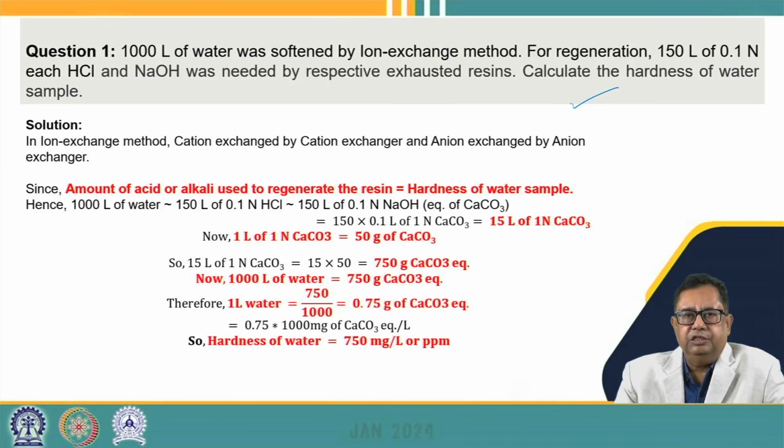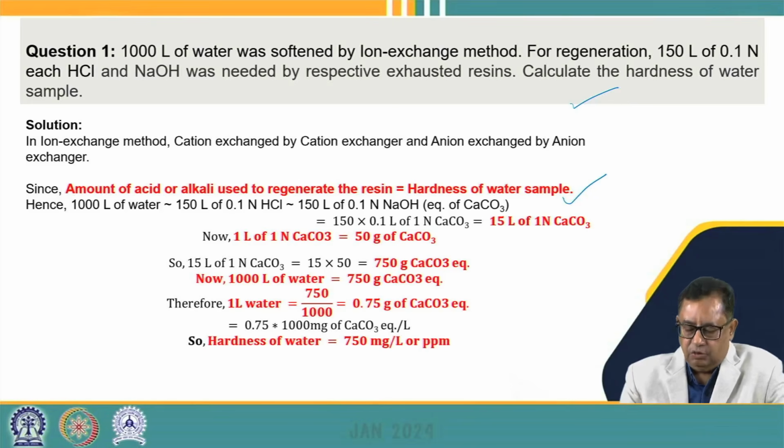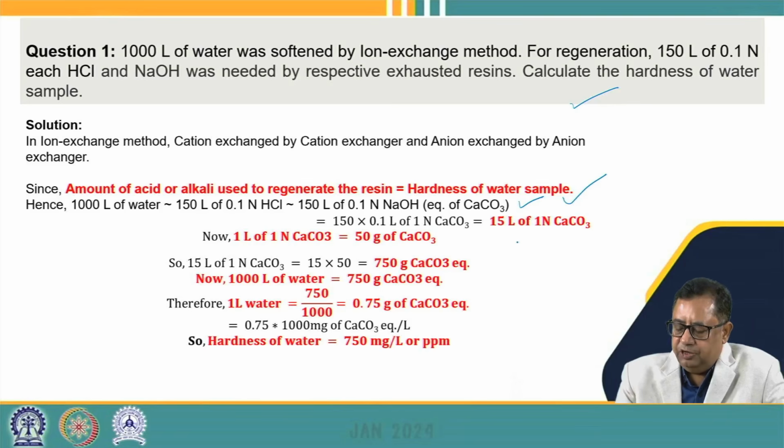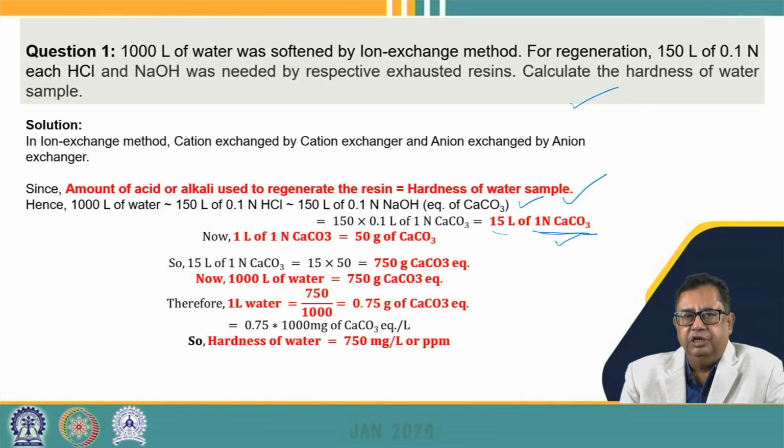Whatever amount of acid or alkali we have used to regenerate either the anion exchange resin or the cation exchange resin will represent the total hardness of the sample. In this case, we are using around 150 liters of 0.1 normal HCl or 0.1 normal NaOH, right? So this means that around 15 liters of 1 normal, in this case of CaCO3, because we want to express it in terms of calcium carbonate. So around 15 liters of 1 normal calcium carbonate we are using for regeneration.